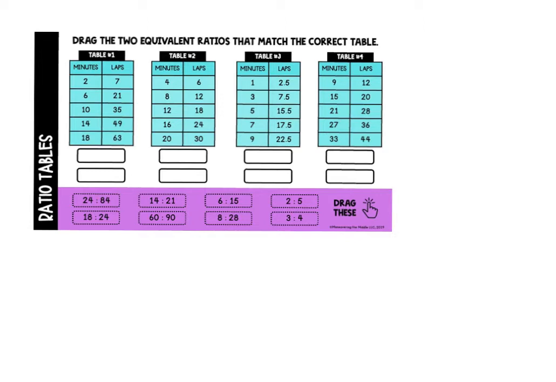So on this first slide, what you see are 4 different tables, and each of them is comparing minutes to laps. So what you're going to want to do here, the first step of working with these ratio tables, I'm going to say is always calculate your unit rate. So calculate unit rate.